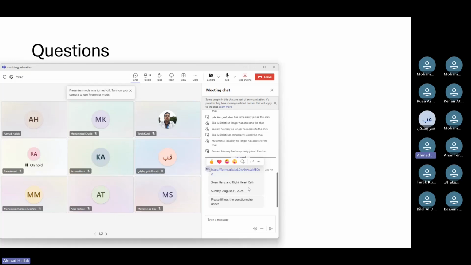Right heart cath is the invasive gold standard, but the echo can be just as accurate as the right heart catheterization. So I very much recommend using the echo to get some of these parameters when they're available.